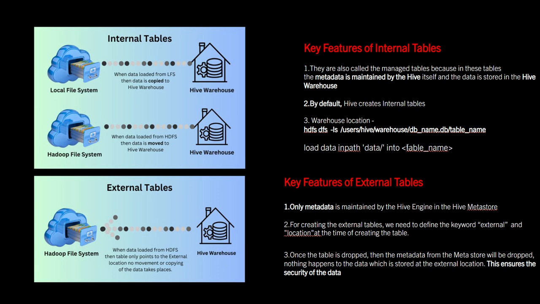The internal table is the default. Whenever you create a table without giving any location or without putting the keyword external, by default it will be an internal table. Suppose you're submitting a Spark job and you just use save as table, in that case also it will be stored as an internal table. It will try to create the table automatically if it is not created, and label it as internal.